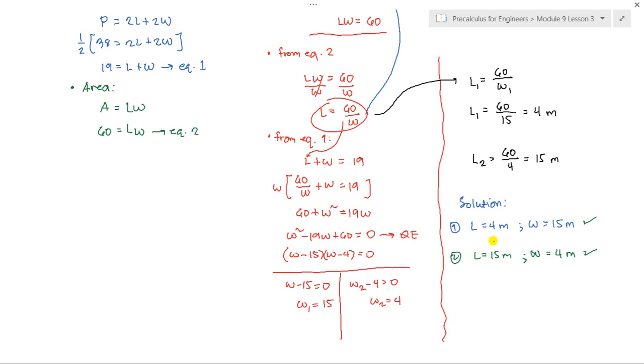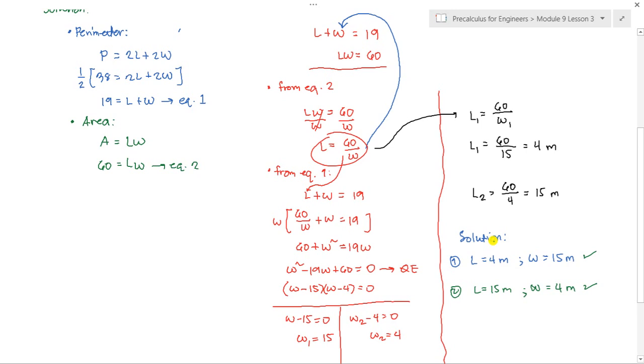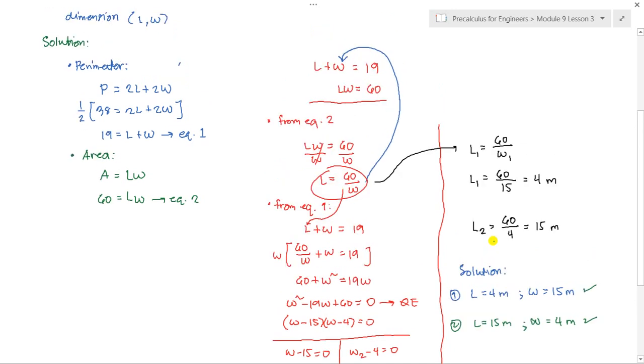But here, you have to analyze which is the best answer, because there should only be one answer. So based on your own analysis and understanding, and also based on what the problem requires, what is the best answer? Is it the length is 4 meters and the width is 15, or the reverse, that the length is 15 and the width is 4? Which one?